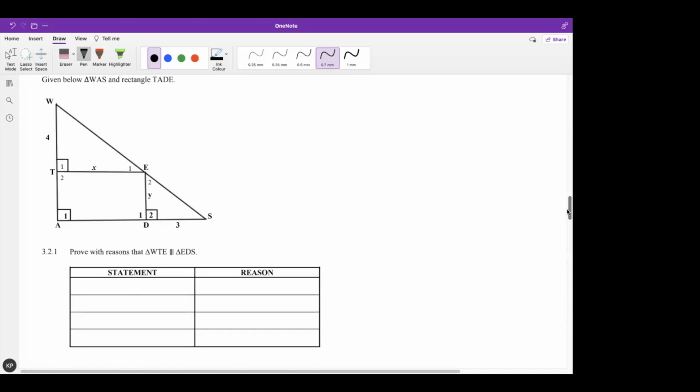Okay, guys. So we have one rectangle and a bunch of triangles, okay? So we want to prove with reasons that this triangle is, what do these three lines mean? Let's see if we know. What do these three lines mean? Yes, Sinesihle.